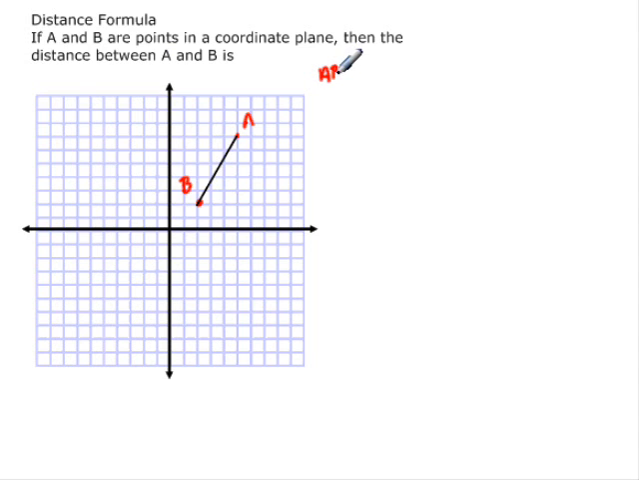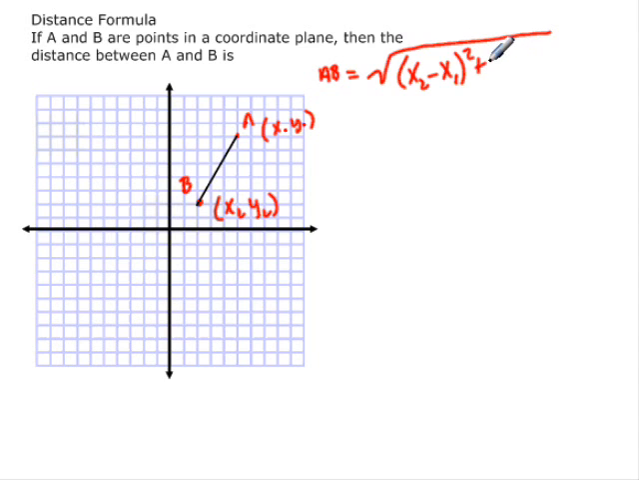AB would equal the following. If A had some standard point of x1, y1, and B had some point of x2, y2, then the formula would be x2 minus x1 squared plus y2 minus y1, it's a minus, all squared. And once we complete all that operation, we then take the square root of those values.